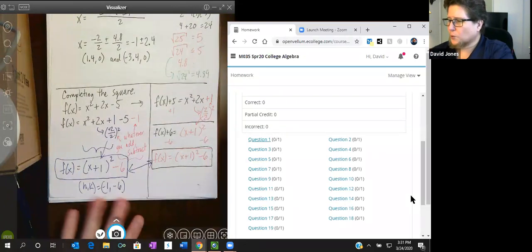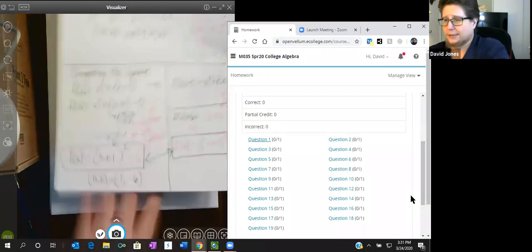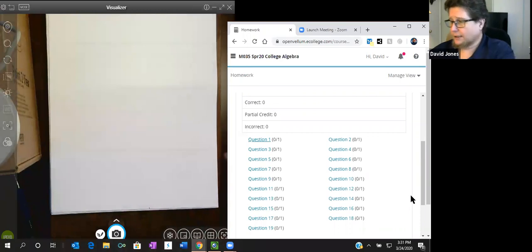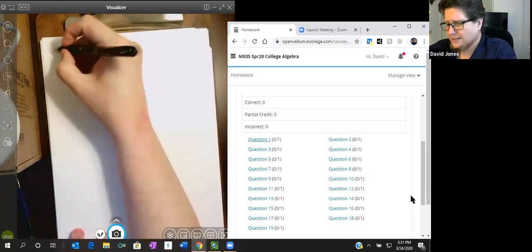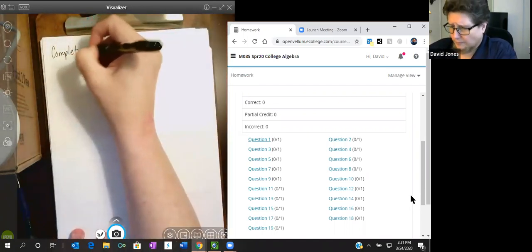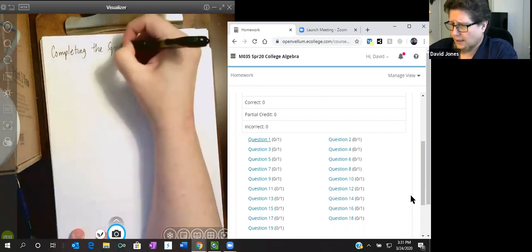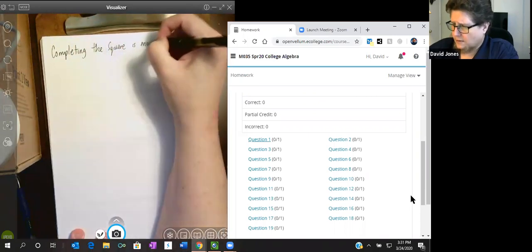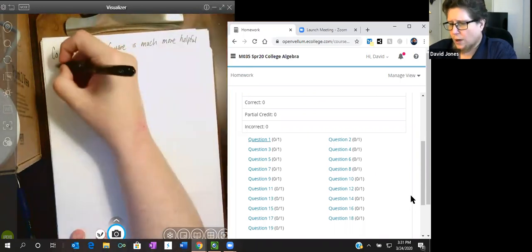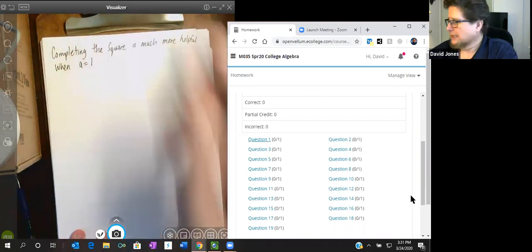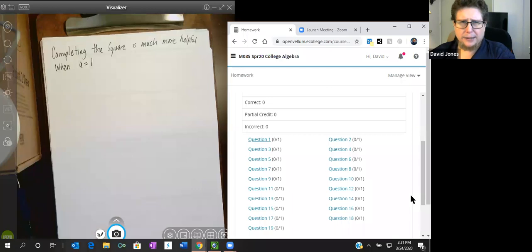Completing the square is only really helpful, I'll assume you paused it, if not, rewind it, take some pictures, or take some notes, I mean. Completing the square is much more helpful when A equals 1. Remember when we completed the square before and A didn't equal 1? We had to divide by it, and it was a pain. It really was. It was a lot of work.